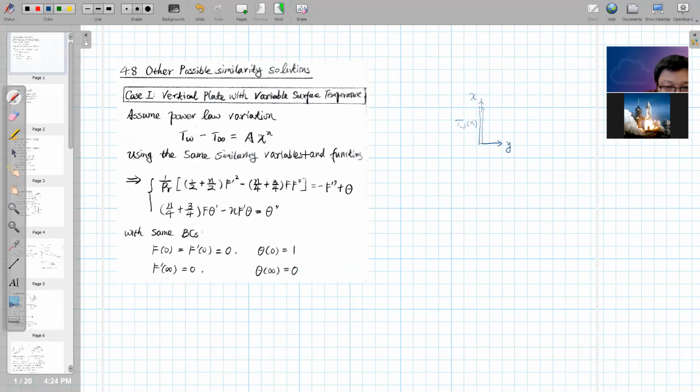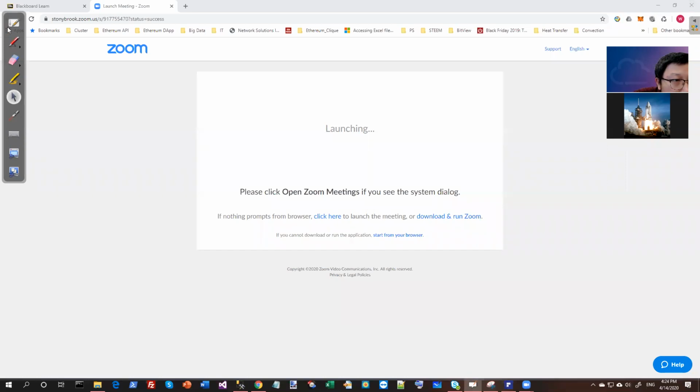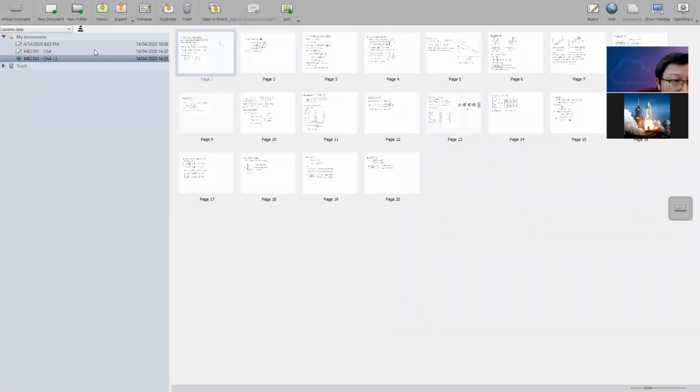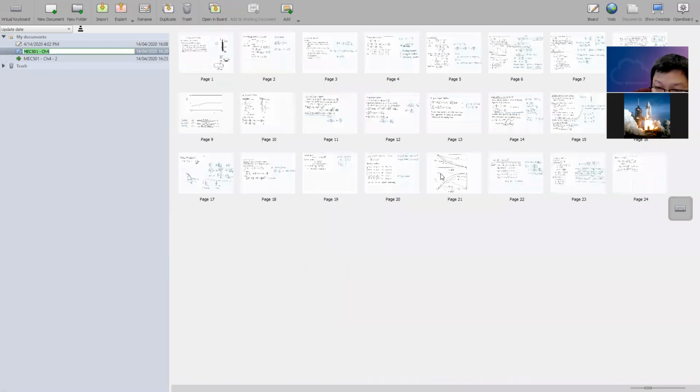And in these cases, we can still try to derive the similarity solutions, because this T_w minus T infinity only affects the boundary condition. This variable wall temperature is only a boundary condition change compared with the previous similarity solution. That means all you need to do is go back to our previous notes.